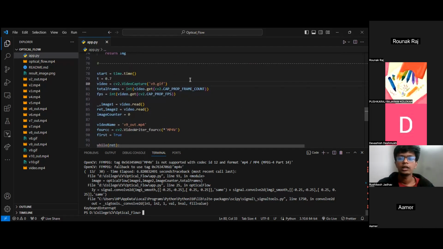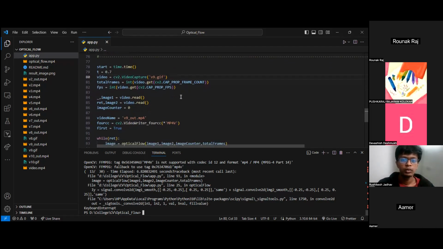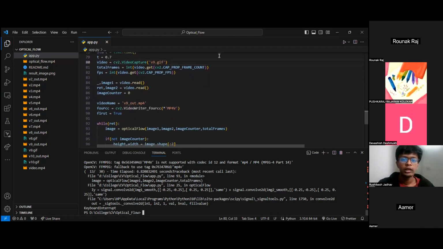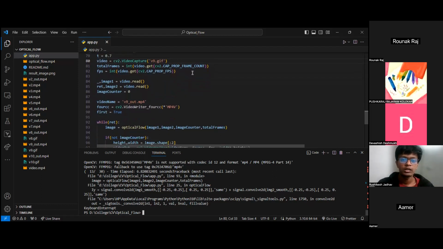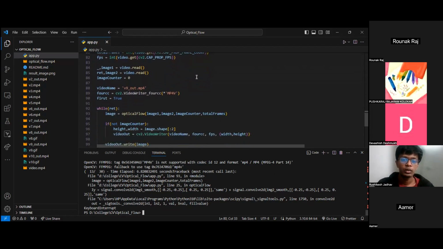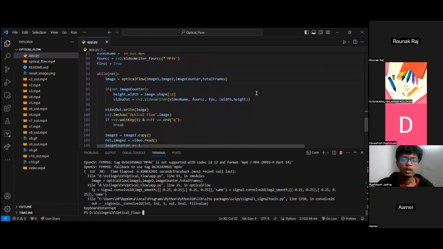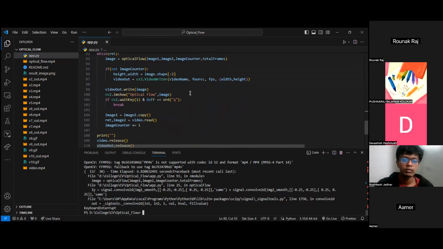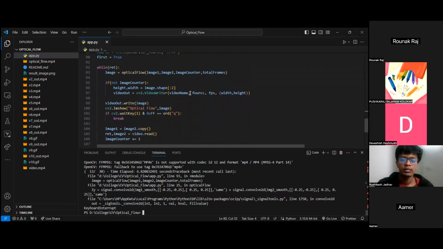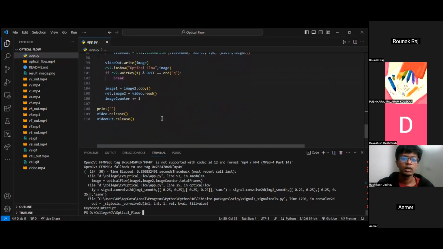So from here, we are taking the video as input, and then calculating the total number of frames and the FPS. We will give each 2 frames to the optical flow function, and we will add the output of the function to our output video every time, as long as there is a frame present in our input video. Now I will run the code.